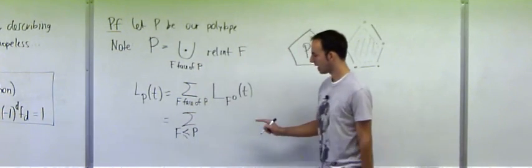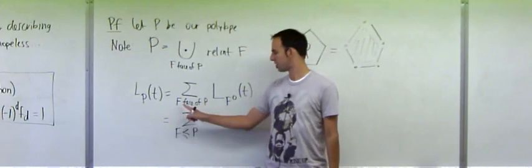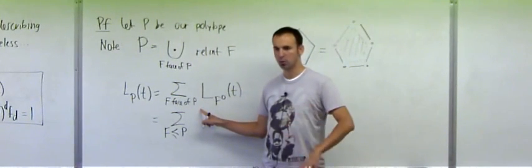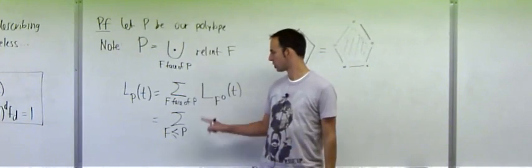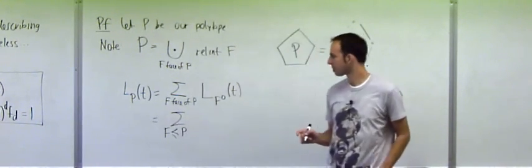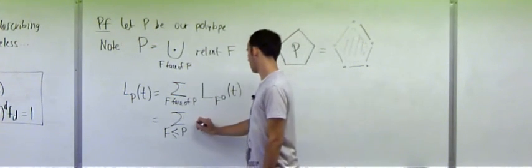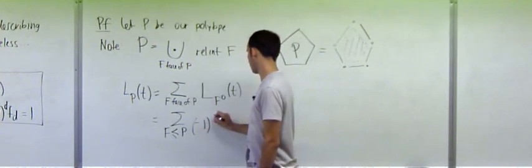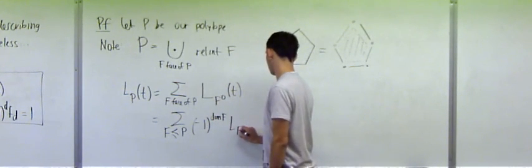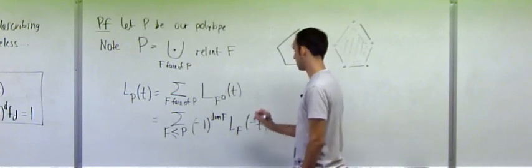And for the rest of the class, I'm going to do this. I'm going to say F less than or equal to P to mean that F is a face of P. And this is familiar because we're talking about the poset of faces. So in the poset of faces, if F is a face of P, F is less than or equal to P. Okay? So Ehrhart reciprocity tells us that this is (-1) to the dimension of F times the Ehrhart polynomial evaluated at minus t.